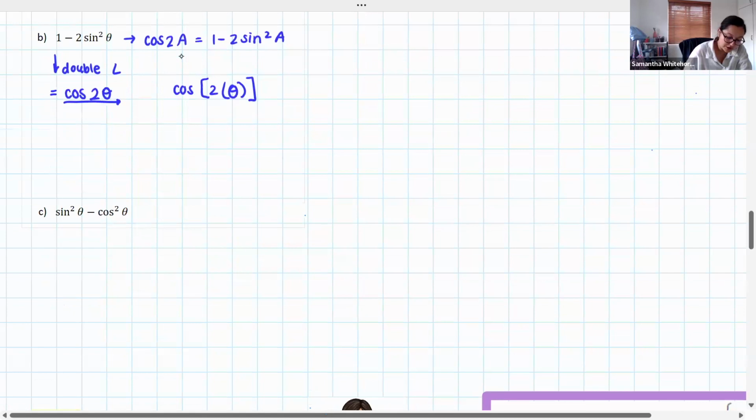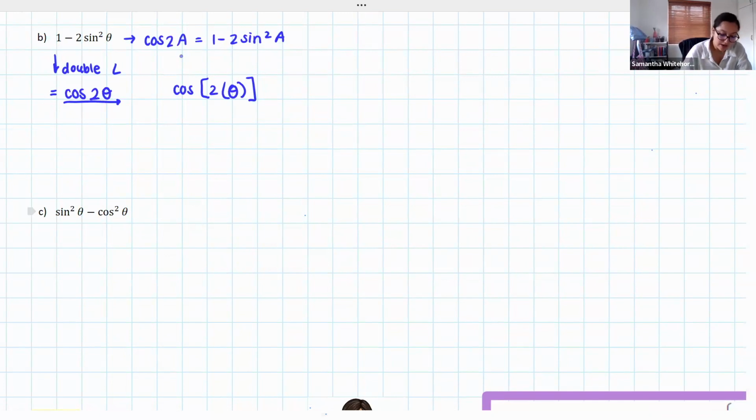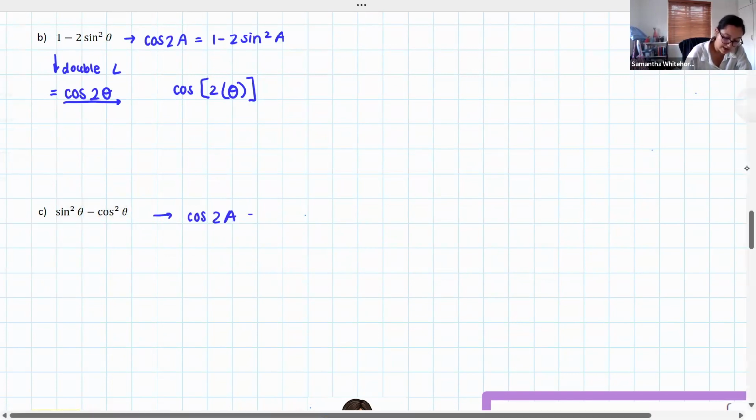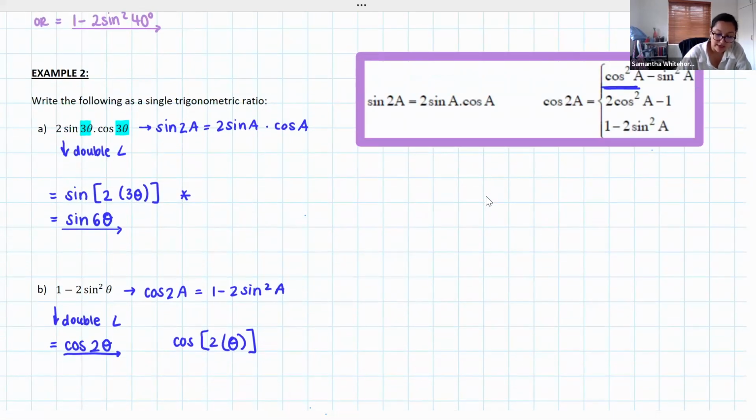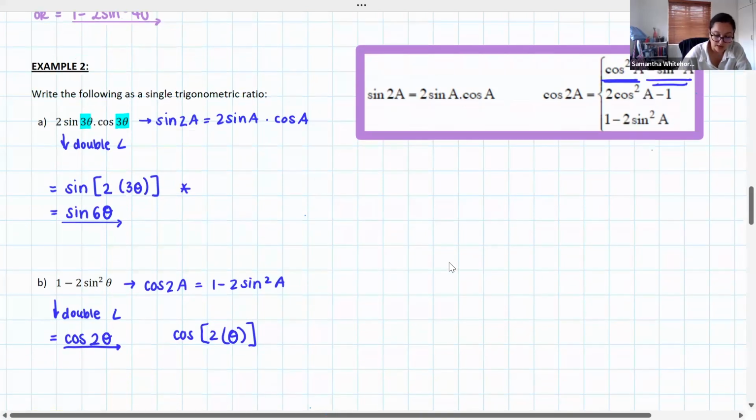Right, when we get to question C, we've got sine squared theta minus cos squared theta. Now remember that the identity for cos 2a, if we go back up to identities in case we've forgotten, is cos squared a minus sine squared a.